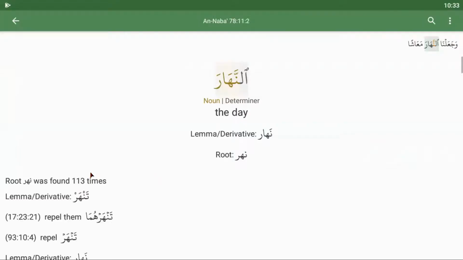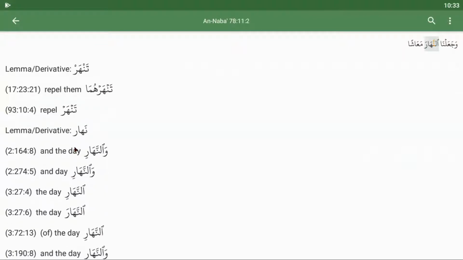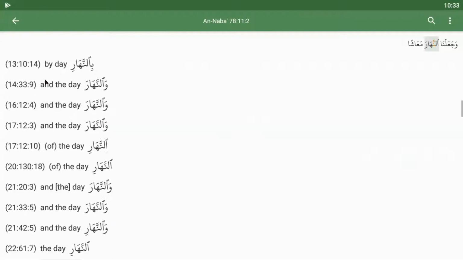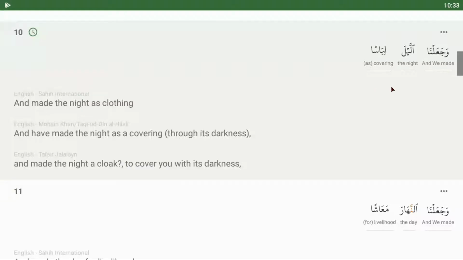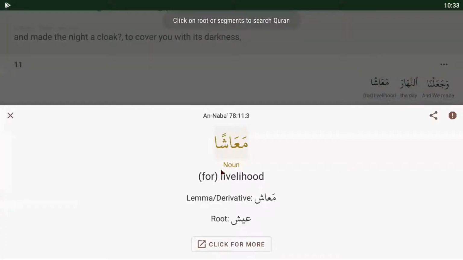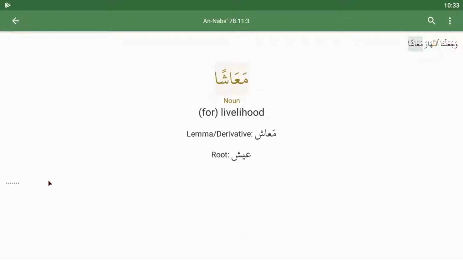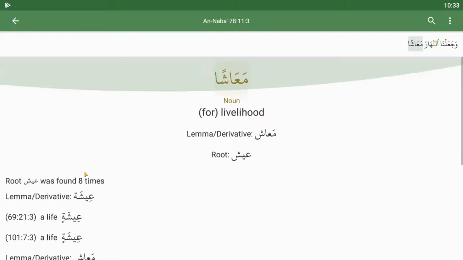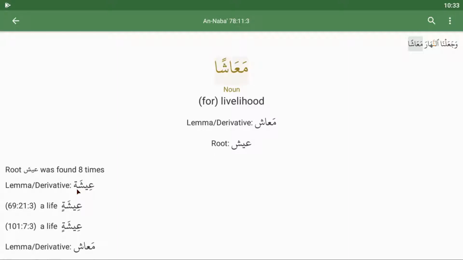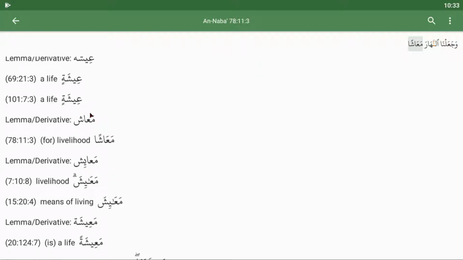Nahar is the day, mentioned about 130 times. One meaning is tanhar, to repel. Day, day, so many times. And he made the day ma'ash. Ma'ash is livelihood, a time for seeking livelihood. That is where the word Aisha comes from, the one who lives. Aisha is life. Ma'ash.